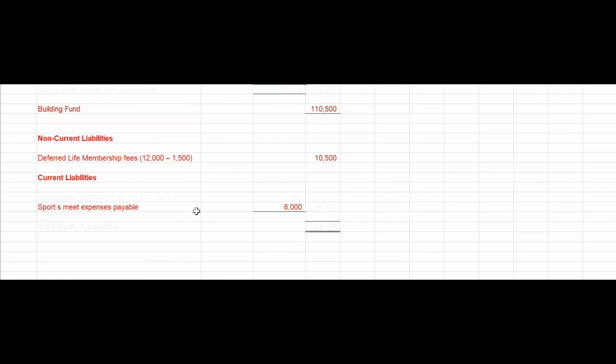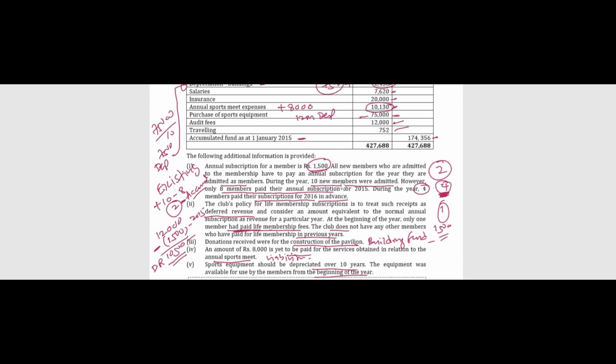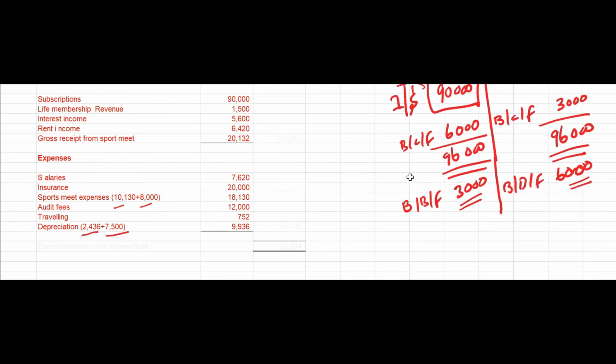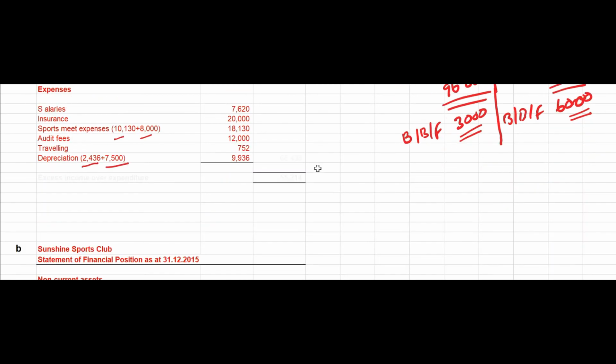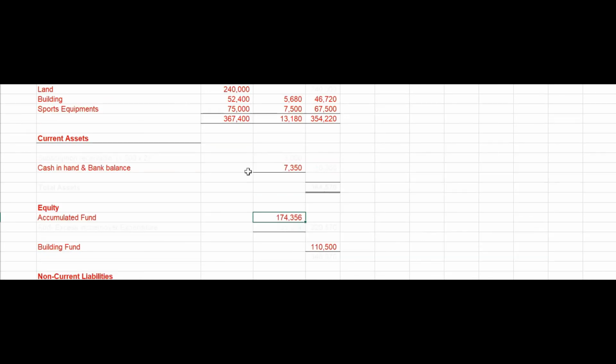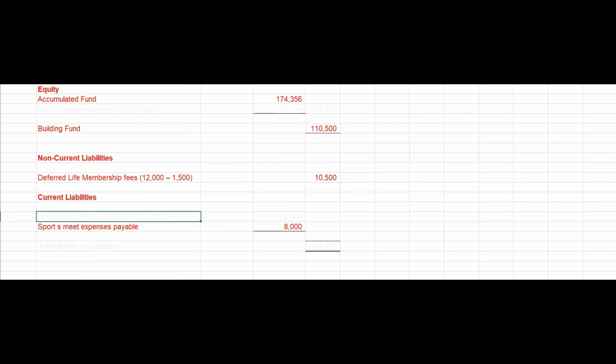Now what is missing here is we have to take these two adjustments from the subscription account. We have 3,000 to be received and 6,000 received in advance. So if you go to the balance sheet, you have subscription receivable 3,000, and under current liabilities, received in advance, how much? 6,000. So therefore the total amount is 14,000.